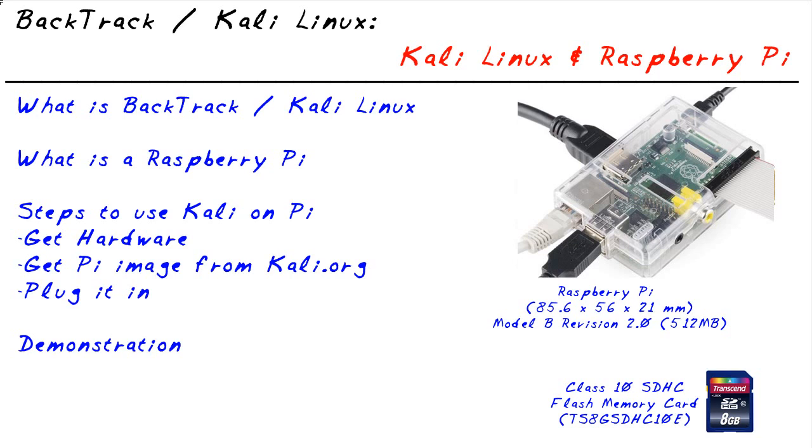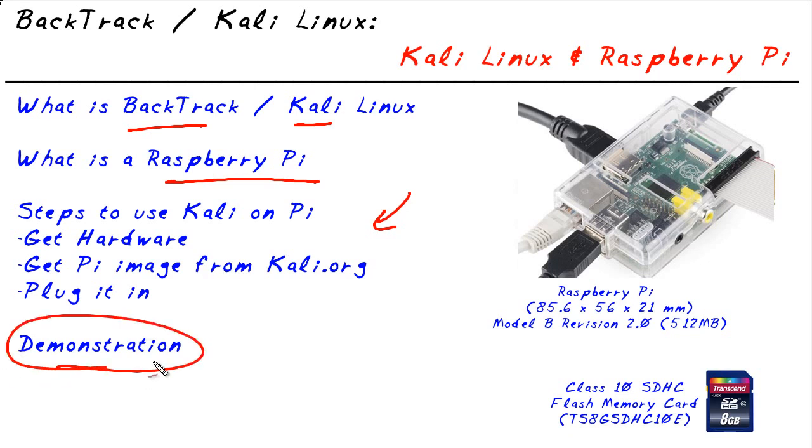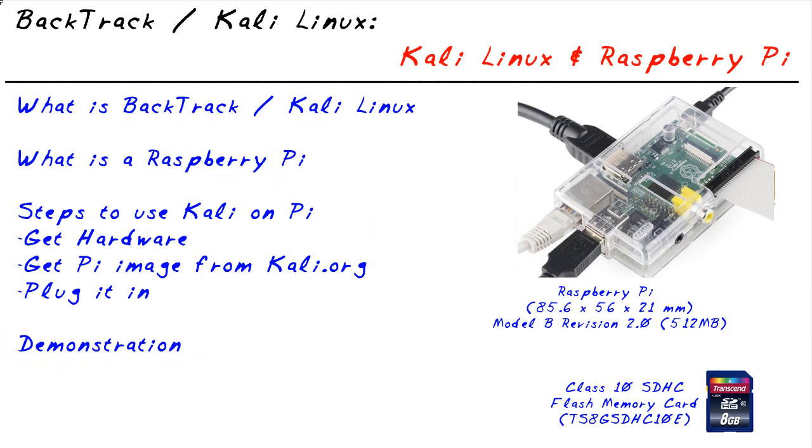It's to be able to describe what in the world is this Linux distribution called BackTrack or Kali, what is a Raspberry Pi, how do we actually integrate the two together and why we would want to, and then a quick demonstration of Kali on a Pi in action. So let's begin with a brief discussion about the history of BackTrack.